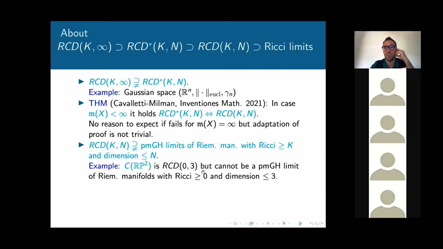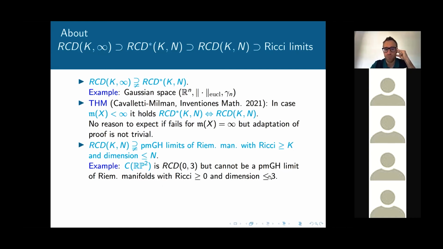This was, for instance, proved in a paper by Ketterer, who studied cones over spaces. You can also see that the cone over RP^2 is RCD 0,3 by seeing it as a quotient, and then applying another paper by Galaz-García, Kell, Mondino, and Sosa, which gives the same thing: that the cone over RP^2 is RCD 0,3. Okay. All right. However, this RCD 0,3 space cannot be a pointed measured Gromov-Hausdorff limit of Riemannian manifolds with Ricci bounded below by 0 and dimension bounded above by 3.